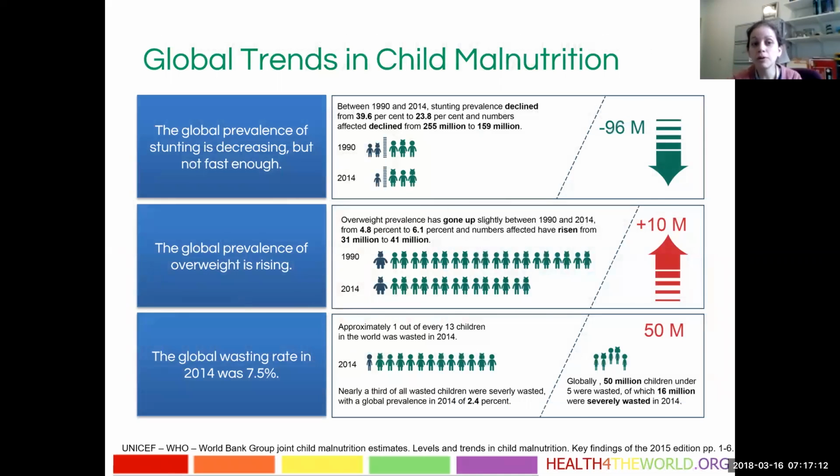So what are the global trends? The prevalence of stunting is decreasing, but it's still not as fast as global health experts would like to see. We see overweight rising pretty dramatically. And we see wasting: as of 2014 the prevalence was about 7.5%. So 1 out of every 13 children worldwide is wasted, so acutely malnourished. So as you can see, there's a lot of work to do in each area.